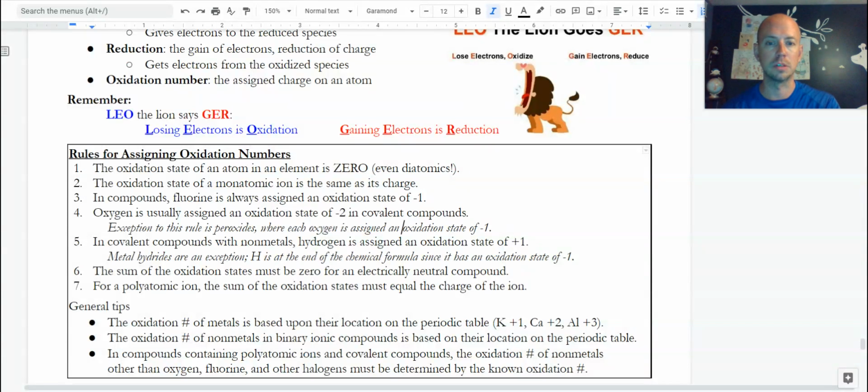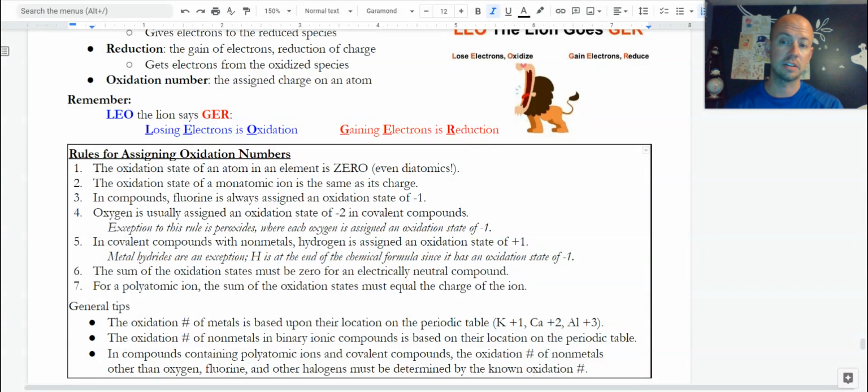Hydrogen's almost always +1. If it is with a metal, if it's in a special compound called a hydride, it could be a -1, but that's rare. So once again, 99% of the time, these elements, fluorine, oxygen, hydrogen, we're giving them the charge that they want.